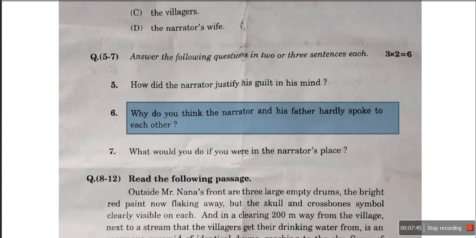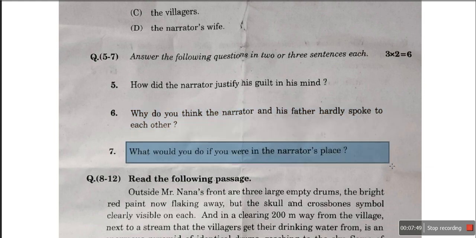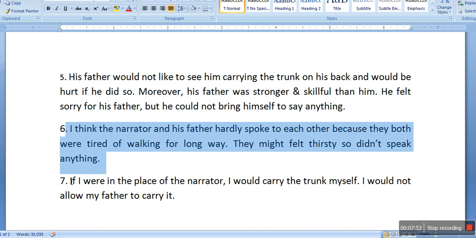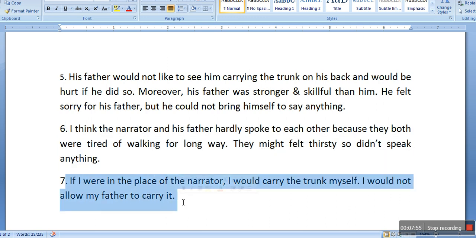And the seventh question is, what would you do if you were in the narrator's place? And of course this is purely our own answer. However you write, they have to award the marks. So for example, if I were in the place of the narrator, I would carry the trunk myself, and I would not allow my father to carry it. You can write your own answer, children.